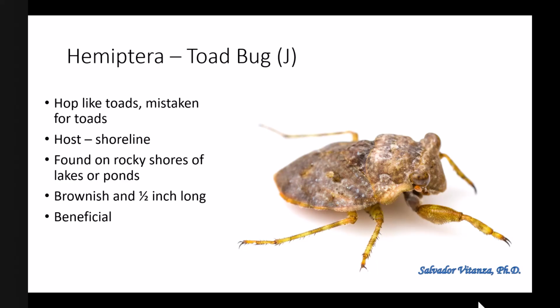It is considered beneficial. You can see from the front legs that it does have raptorial legs. They are not technically an aquatic insect or an aquatic hemipteran because they're not found in the water. They're found along the rocky shores of lakes or ponds. So they're found along shorelines.